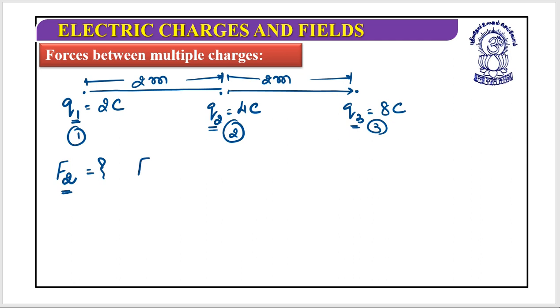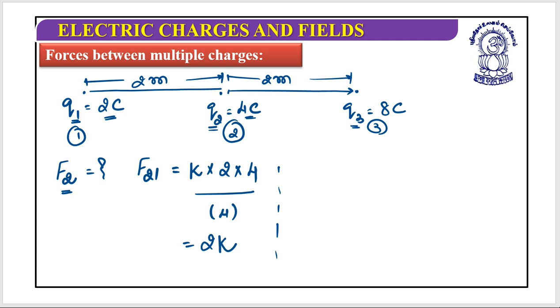So I should write force on 2 due to 1. I am interested in magnitude only, the value only at first sight. So what would it be? K multiplied by the charge on the first body, 2 coulomb, the charge on the second body, 4, divided by the square of the distance. Distance between 2 coulomb and 4 coulomb is 2, 2 square is 4. So that is equal to 2K. Never be in a hurry to replace the value of K. Just wait, and things will happen.